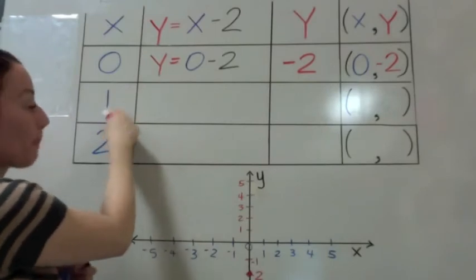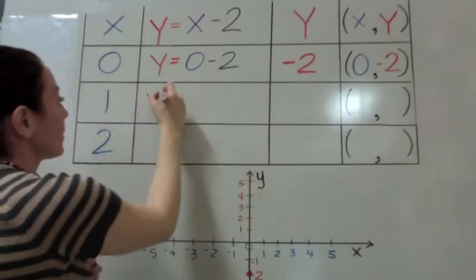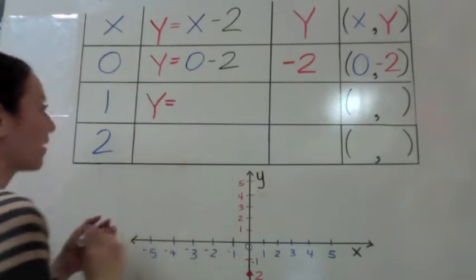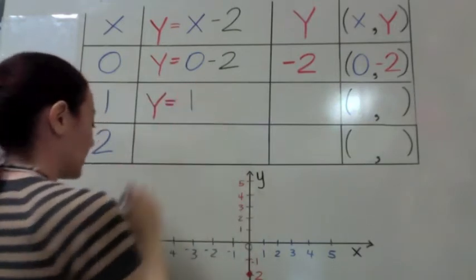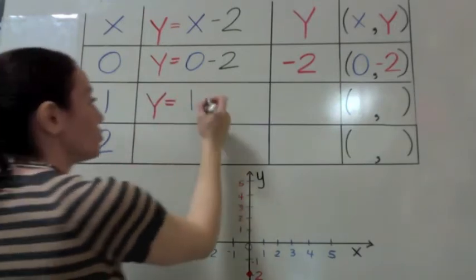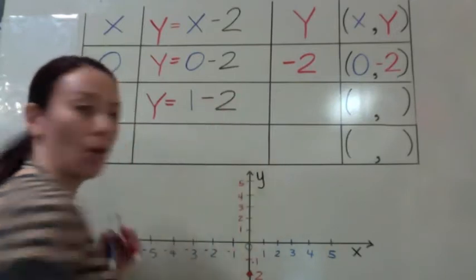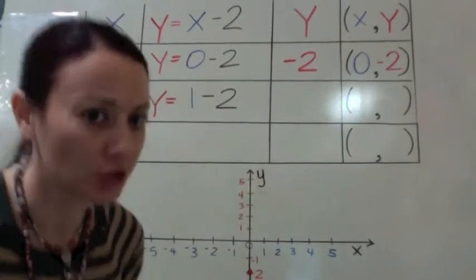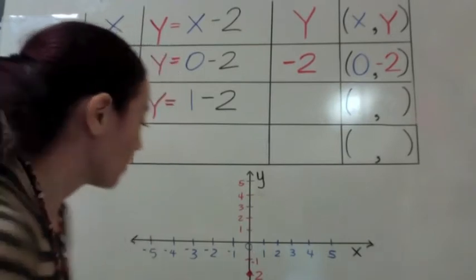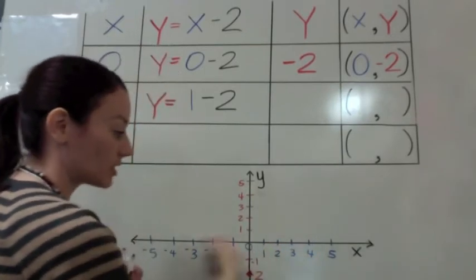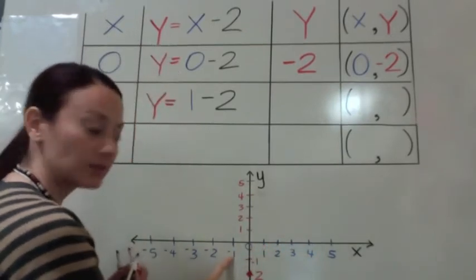Next, let's go ahead and plug in 1. What are we going to plug in? 1. So we're going to write that y equals, well, if x is 1, I need to subtract 2. Now, what is 1 take away 2? Do we remember from integers? If we're at 1 and we take away 2 to the left, we end up at negative 1, right?